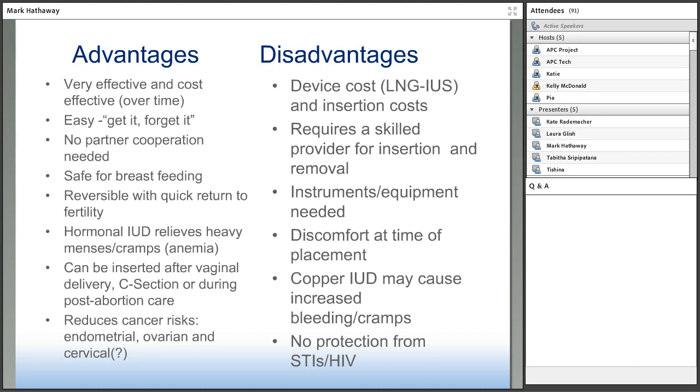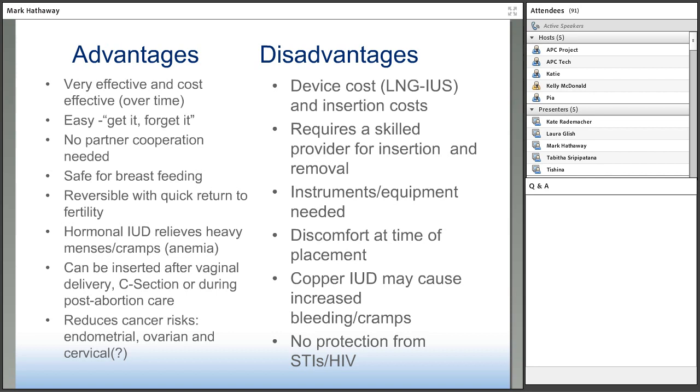Disadvantages: the device costs, and primarily when I mention this, I'm referring to the hormonal IUD. The copper IUD has been available for many, many years in many, many countries for pennies, but the hormonal IUD is fairly new to the global market, in particular the developing country global market. There's also the insertion cost, which needs to be taken into account.